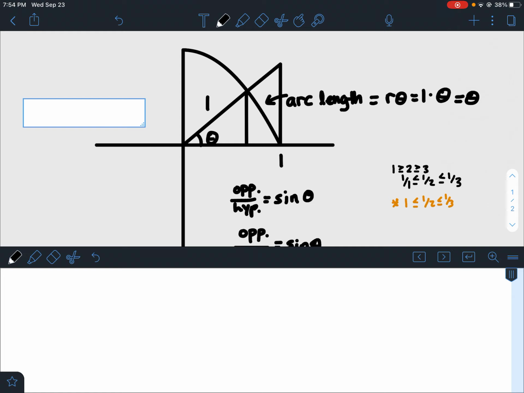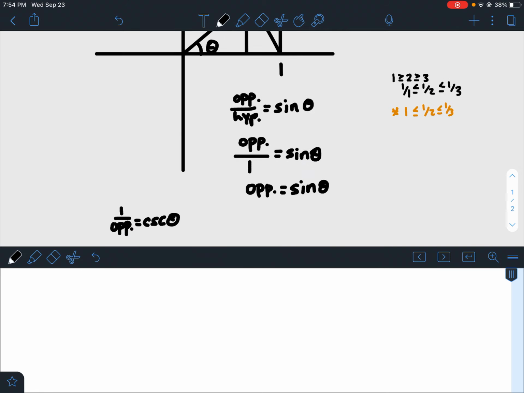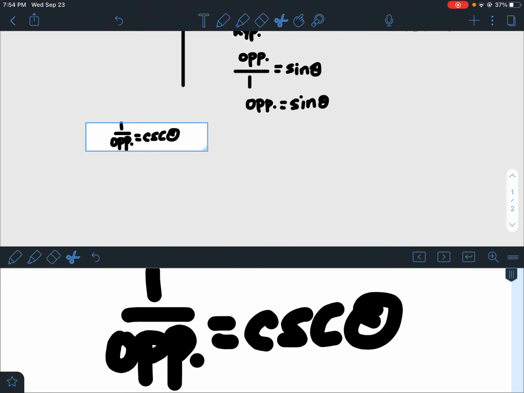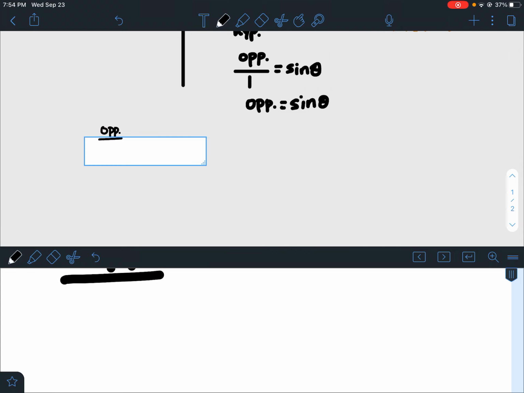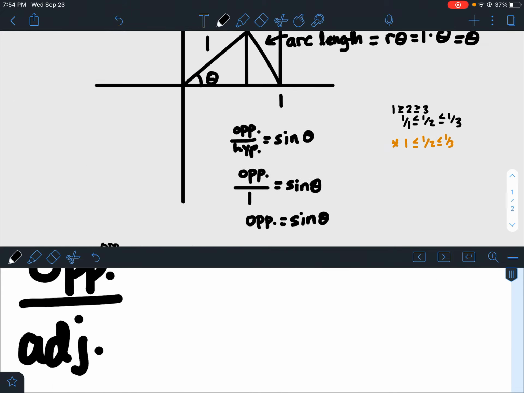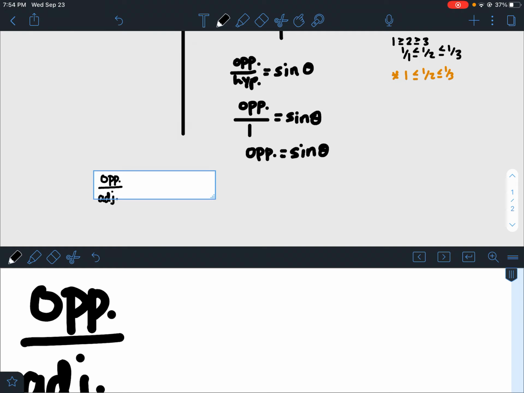opposite over adjacent, which is 1. So let me just rewrite that. Opposite over adjacent is equal to the tangent of theta.